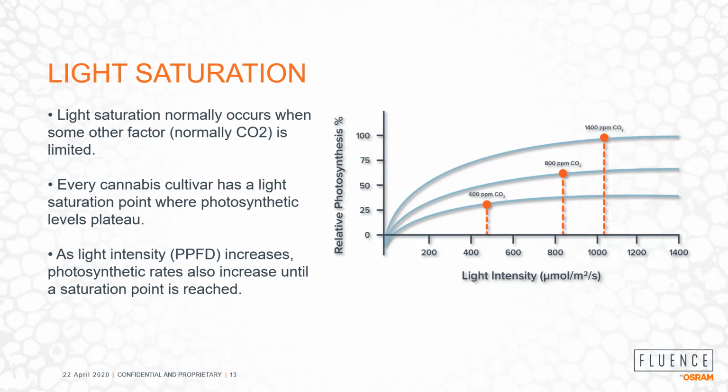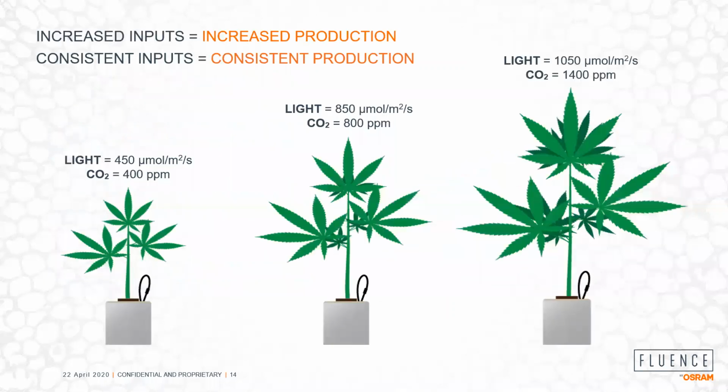For the third and final phase, as you can see, we gave it an elevated level of CO2 at 1400 parts per million, as well as an elevated intensity of light at about 1050, and we reached a higher photosynthetic rate. So this tells us that as we increase our inputs, we are also increasing our production. And as we keep our inputs consistent, we are developing a consistent production as well.